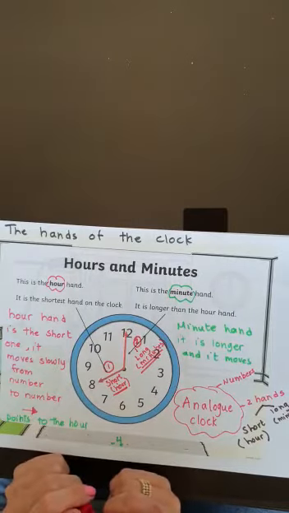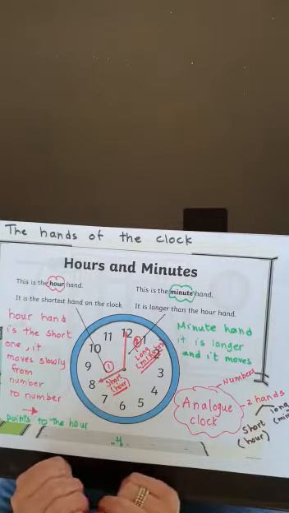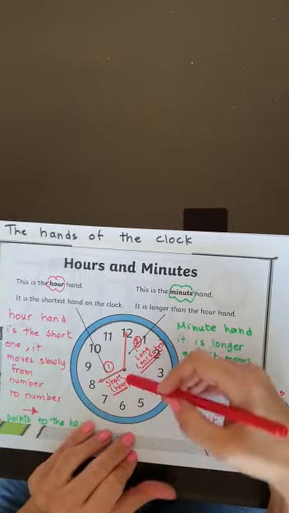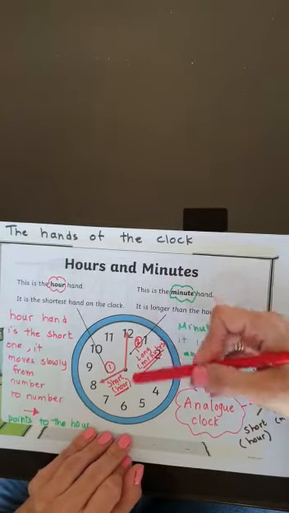The short one, the one we call the hour hand, it moves slowly. And the second hand, the long hand, it moves faster.